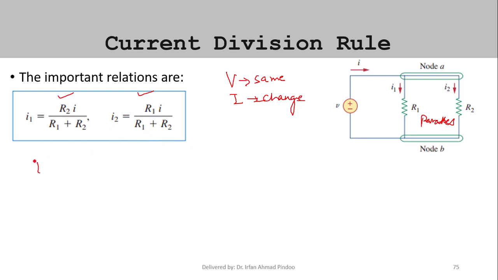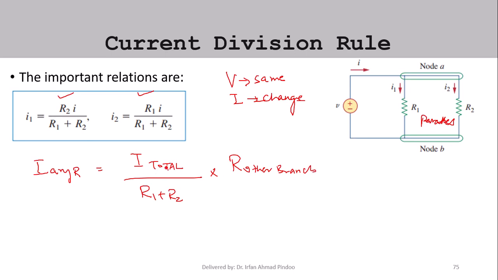It tells us that if we want to find current across any resistor, that is equal to the total current divided by total resistance, which is again R1 plus R2, into the resistance of the other branch. Last time it was voltage divided by R1 plus R2 into the resistance of the same branch, but now it is the other branch. If we have to find the current I1, we are using subscript R2. Means this current I1 we are calculating across R1, but in the formula we are using the other value, that is R2. In the same way, if we are finding I2, we use the R1 value.